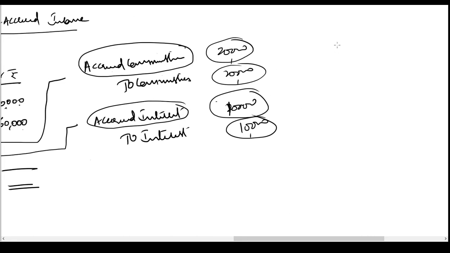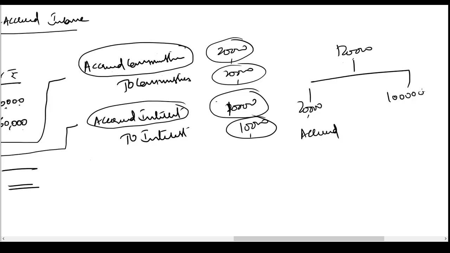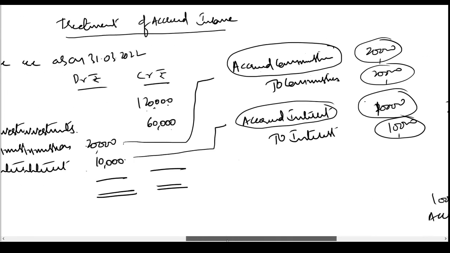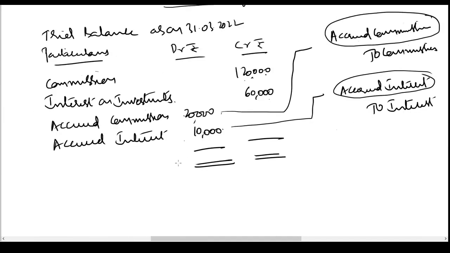We can say out of 1,20,000, 20,000 is accrued. That means it is not yet received, whereas the remaining 1 lakh has been received in cash. Similarly, the 60,000 rupees of interest has two parts in it. 10,000 is accrued, that means it has been earned but not yet received. The remaining 50,000, nothing is said, that means we assume that it has been received in cash or in a cheque. So now how do you deal with it when preparing final accounts?